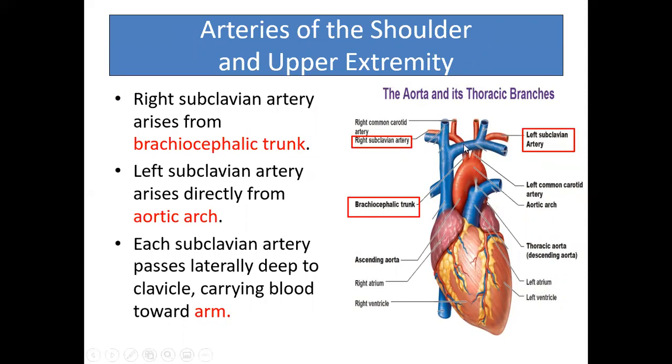Here, this is the right subclavian artery. The right subclavian artery arises from the brachiocephalic trunk. The left subclavian artery arises directly from the aortic arch. Each subclavian artery passes laterally deep to the clavicle and carries blood toward the arm.